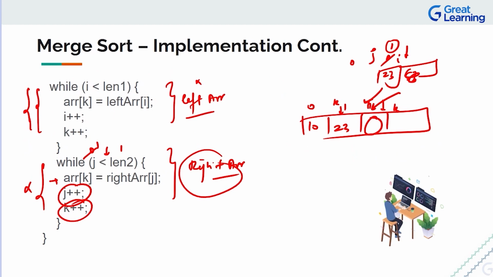And this does not happen only in this case. This will happen in each and every case wherein your left array or your right array have elements which are not compared, that will be directly inserted in your original array. Okay. Now let's try to implement this. Whatever we have written, we are going to copy paste the same code in our editor. The editor that I'm going to use is Sublime Text.